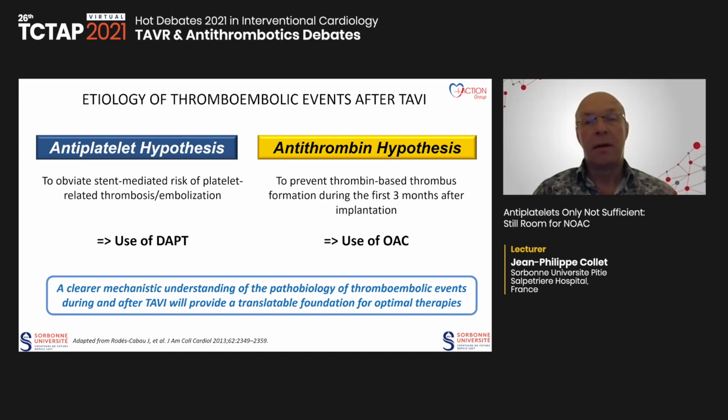And you can see that there are two ways to prevent valve thrombosis: either using antiplatelet agents, if we think that high shear stress is the main participating mechanism for a potential valve thrombosis and dysfunction, or the other one is to use anticoagulants, given the fact that thrombin-based formation in resting areas may happen in the setting of TAVR.